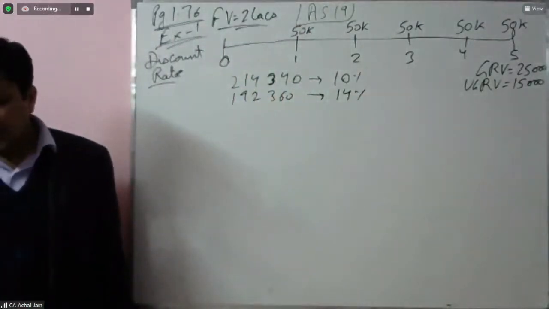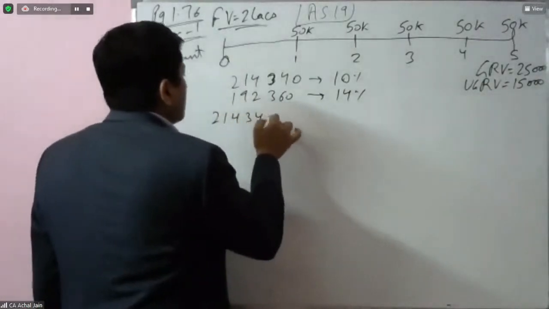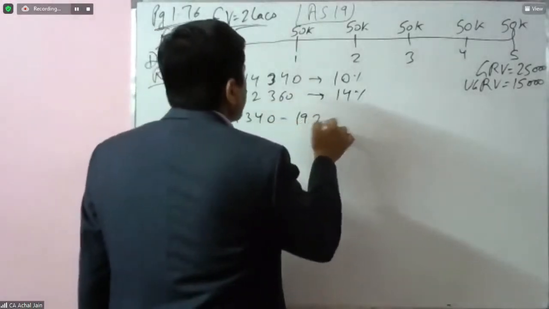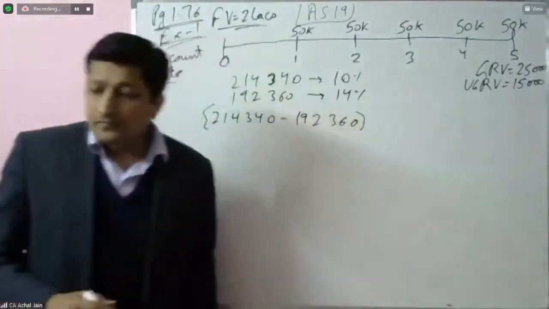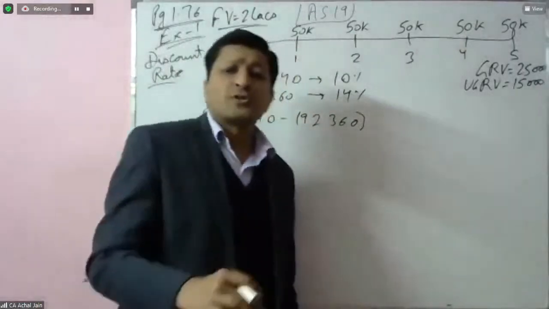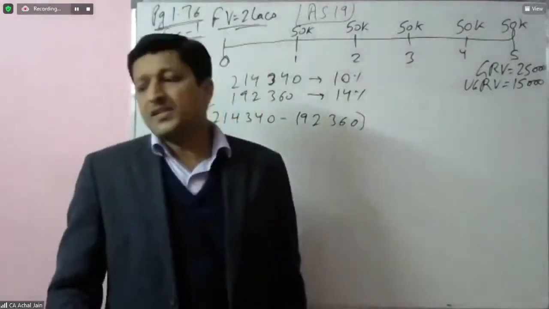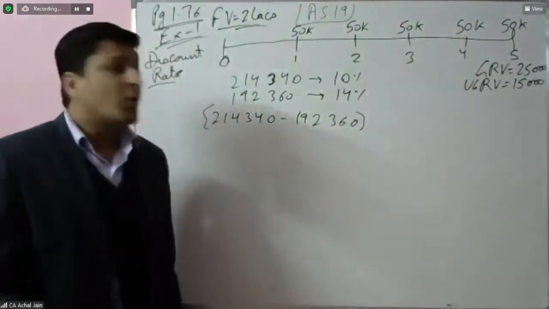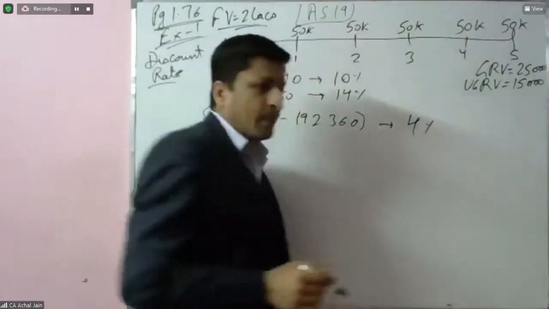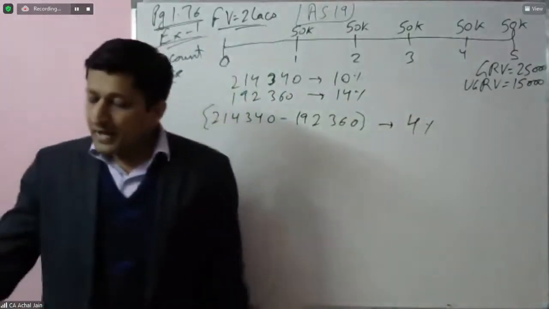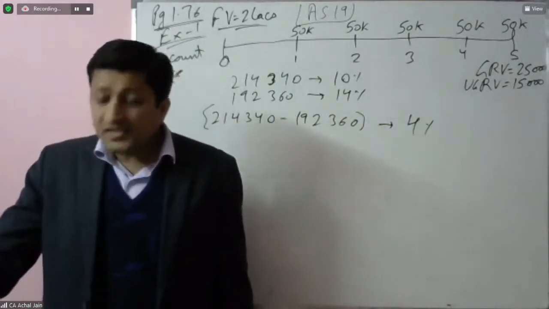So now, in this case, what did we find? That the present value was reduced by this much amount: 2,14,340 minus 1,92,360, when the rate was increased by 4%. So when we increase the rate, this is the change we got.